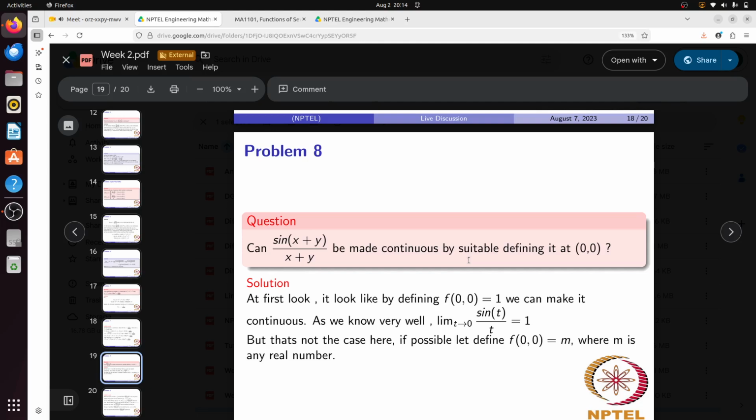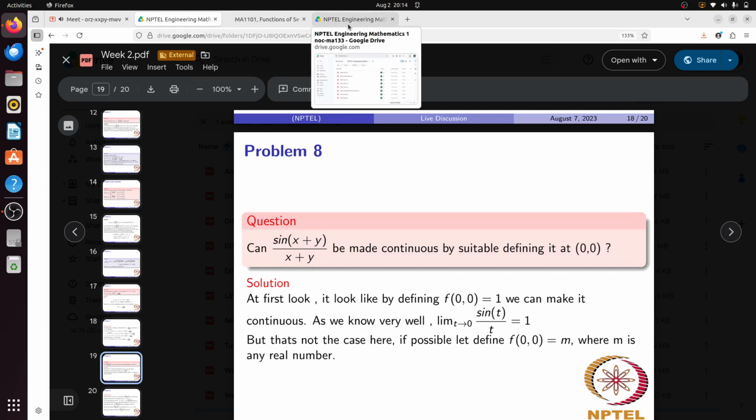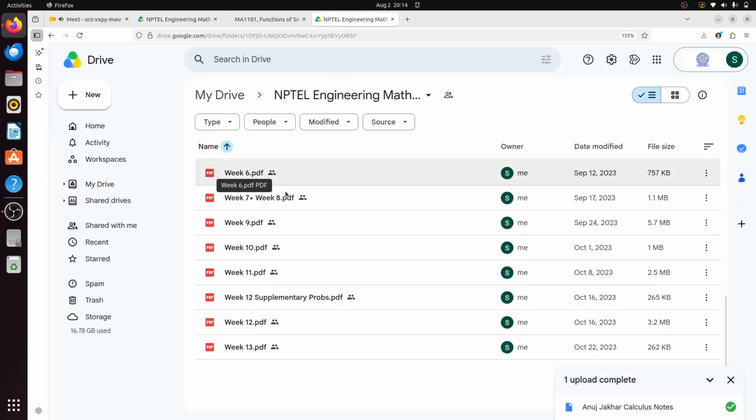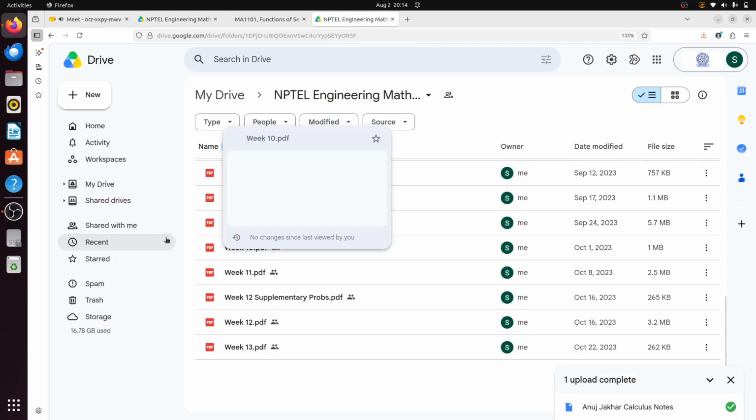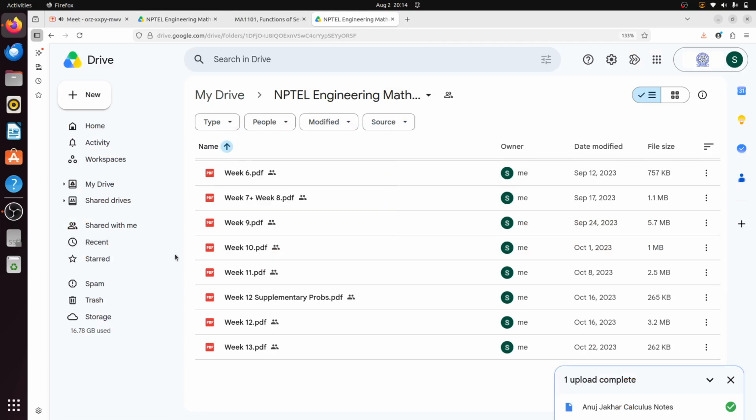Okay. So in today's class I have basically discussed this note, which is already uploaded in my Google Classroom, in this portal. Here it is, the week 2 note.